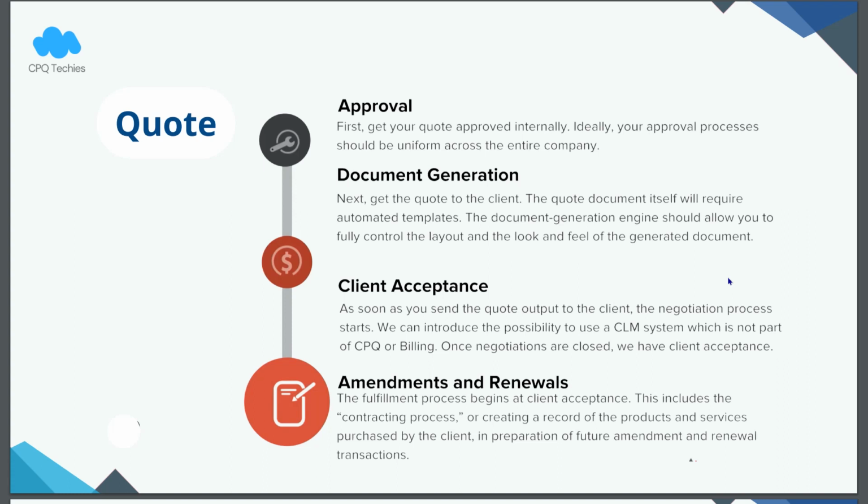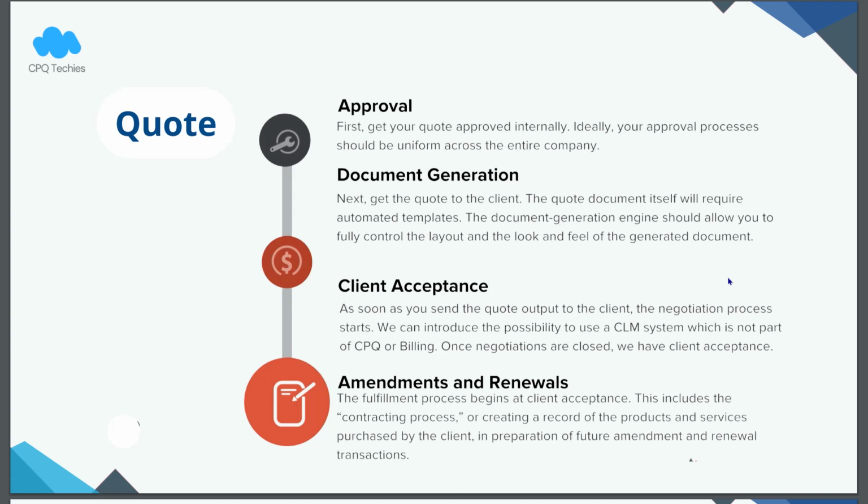Whenever we send the code and the output to the client, we need the approval from the client. For the approval, we use the e-signature tool, to get the signatures on that document. After getting the signature, we can close the deal. So we have closed the deal and we now have the contract from the customer.